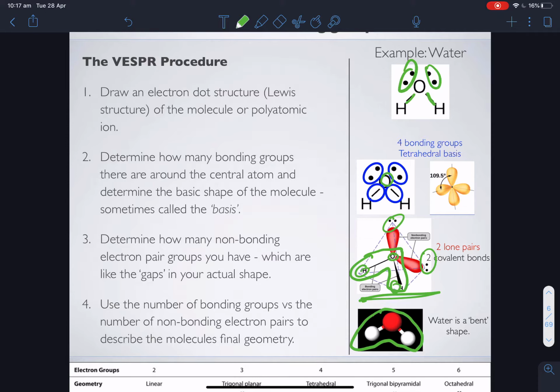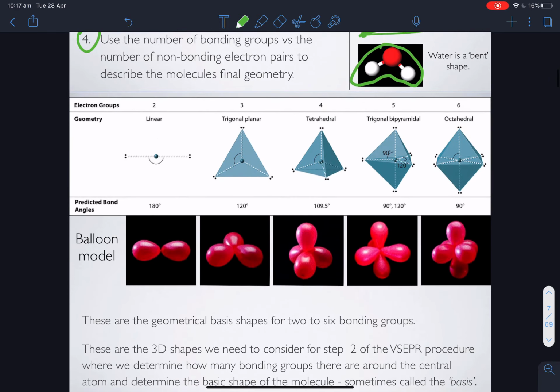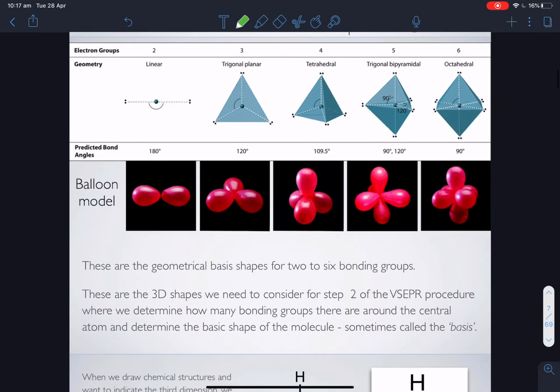So use the number of bonding groups versus the number of non-bonding electron pairs to determine and describe the final geometry. So it's a basis of tetrahedral, but the final shape is a bent shape. Okay, so that's our procedure, 4 steps, 1, 2, 3, 4, that we'll use for all molecules. And I'll do some examples, but let's talk more about the shape here.